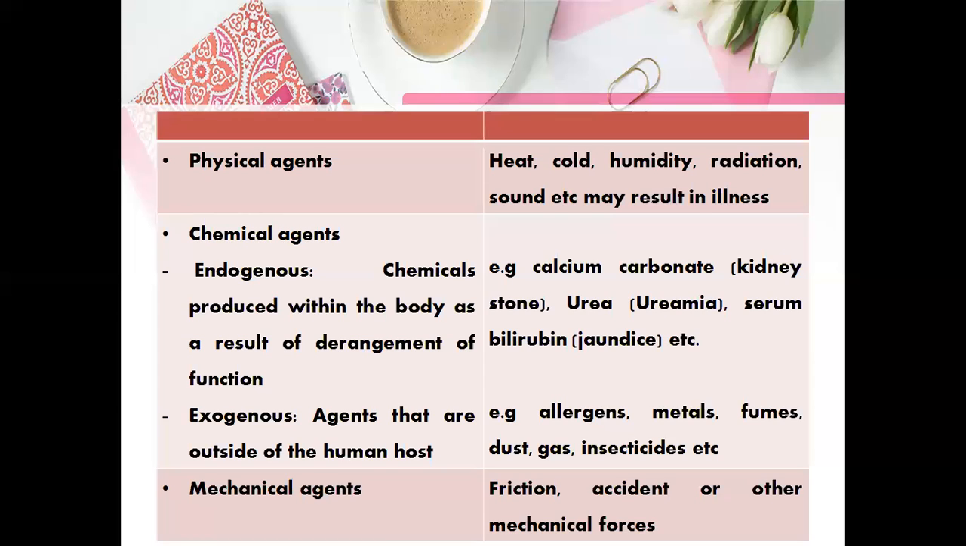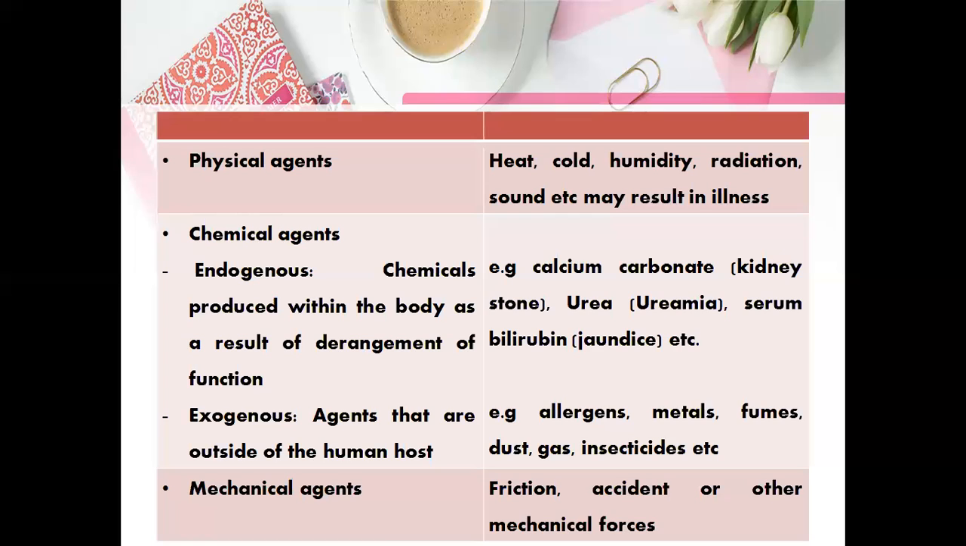Then next is the chemical agent. Chemical agents mean it is because of ingestion of any forms of chemicals. And chemicals can be endogenous or exogenous. Endo means those chemicals which are produced within our own body. This is called the endogenous chemical. Exogenous chemicals are those chemicals which are produced outside of our body.